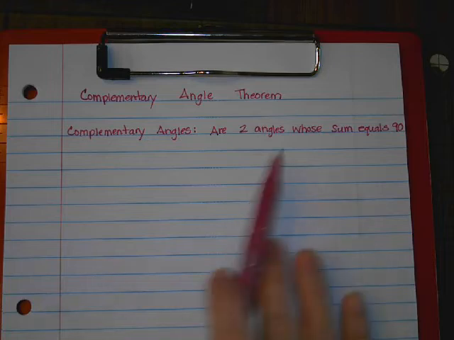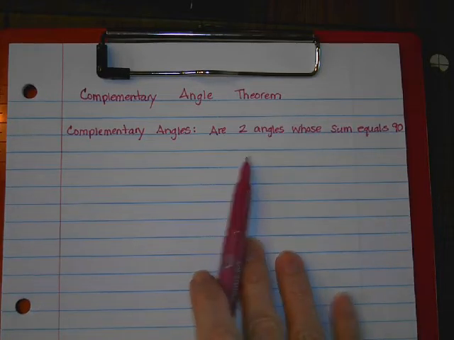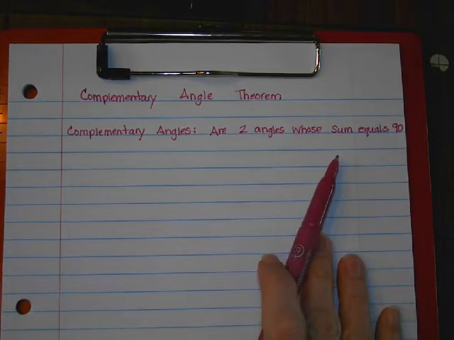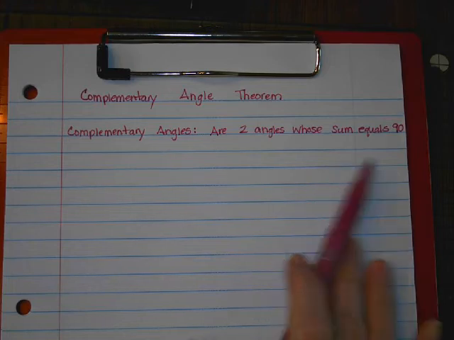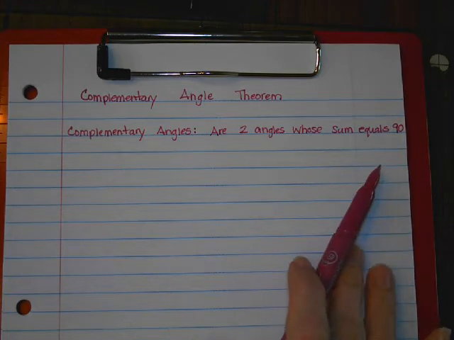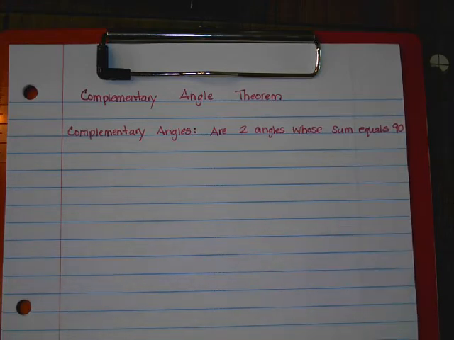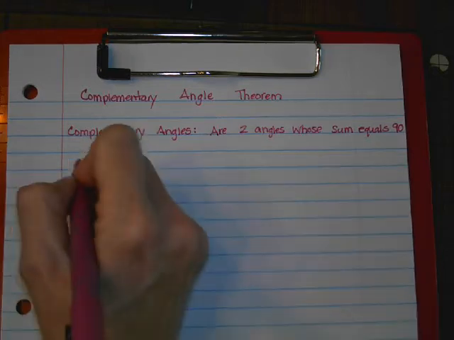So now we have to figure out what sum means. Two angles means two separate angles. Sum means add. So I'm going to take the two angles, add them up, and they're going to equal 90 degrees. Let's think about some angles here, and then we're going to talk about what would be their complementary angles. We're going to first start out with the sine.